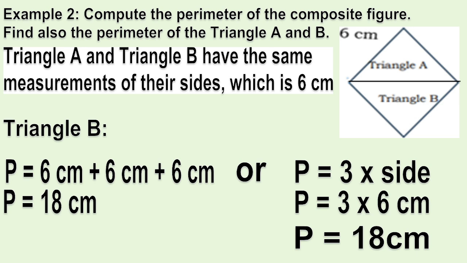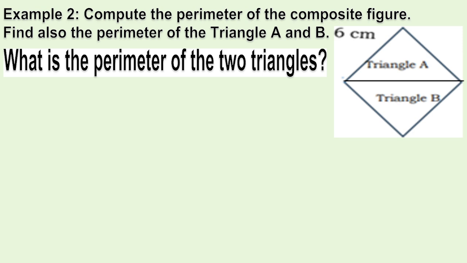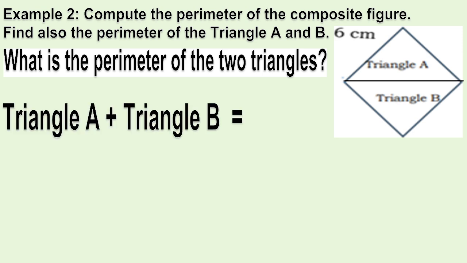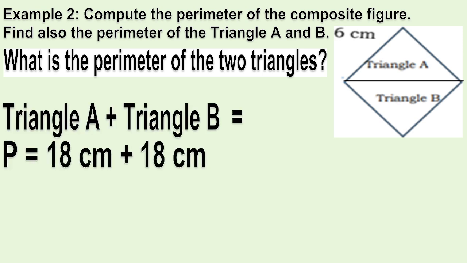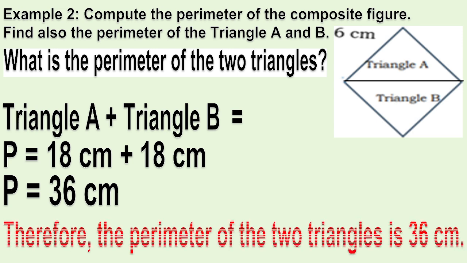Therefore, perimeter equals 18 centimeters. What is the perimeter of the two triangles? So triangle A plus triangle B equals, perimeter equals 18 centimeters plus 18 centimeters. So 18 plus 18 equals 36. Therefore, the perimeter of the two triangles is 36 centimeters.